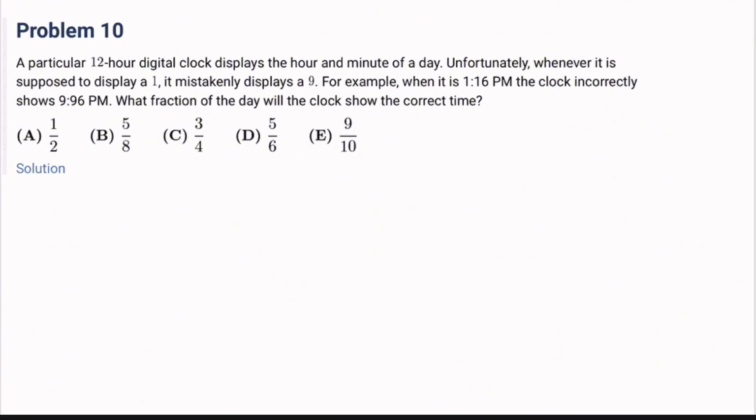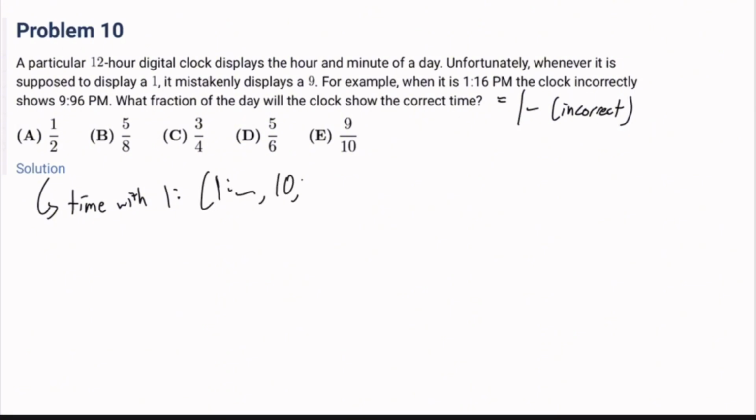Okay, so this is just going to be equal to 1 minus the fraction of incorrect time, right? We just want to know all the times with 1. Then that will just be 1 o'clock, or 10 o'clock, 11 o'clock, and 12 o'clock, right? Like that, right? So this is going to take away 4 hours already. So this is 4/12, which is 1/3. This is taken out already. So we have 2/3 left. 2/3 of 12 hours left.